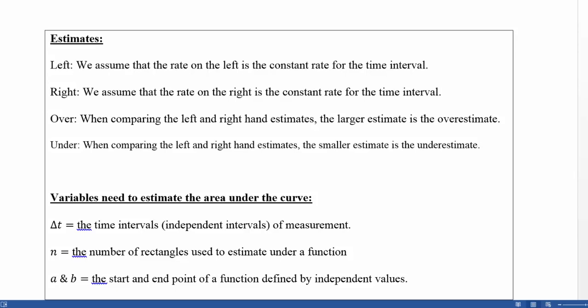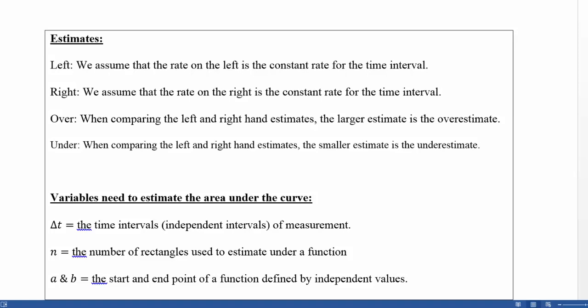For our variables, we had delta t. So delta t was these small time intervals we were looking at of measurement. In the last example, delta t equaled 2 because we were counting by 2's. N was the number of rectangles that we're using to estimate a function.